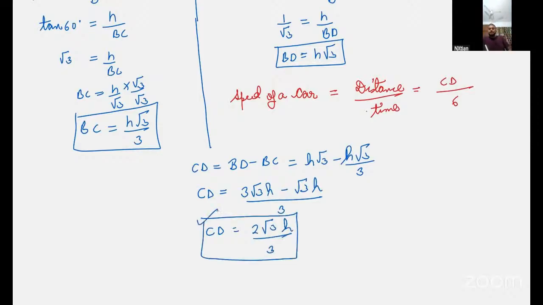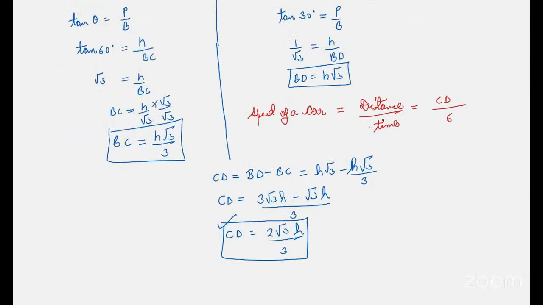Did you understand, guys? Now, who did understand? Kunal, Sammy, did you understand how I got CD as 2 root 3 by 3? Yes, sir.